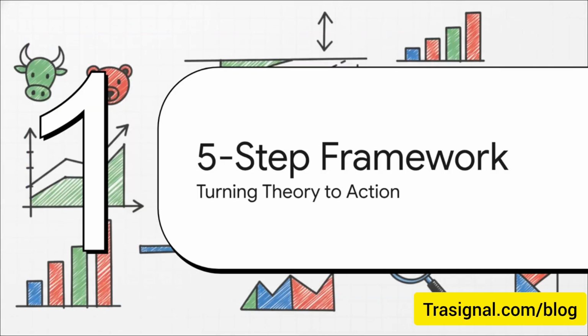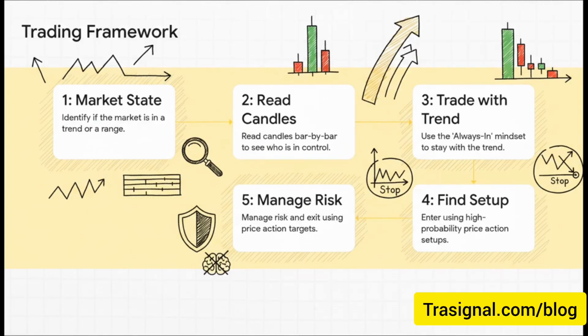Now, let's put it all together. Knowing the principles is one thing, actually applying them is another. So here is a simple, repeatable 5-step framework you can use to turn all this theory into action. It all starts with context. Step 1, is the market trending or is it just ranging sideways? Step 2, read the candles. Who is in control right now, the bulls or the bears?